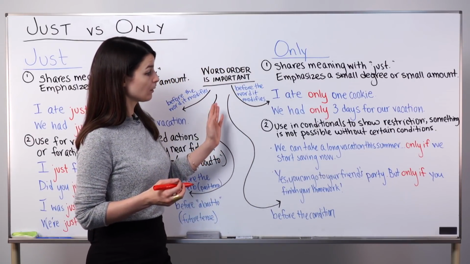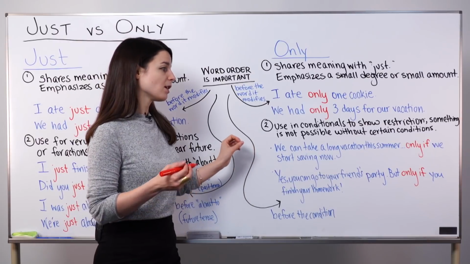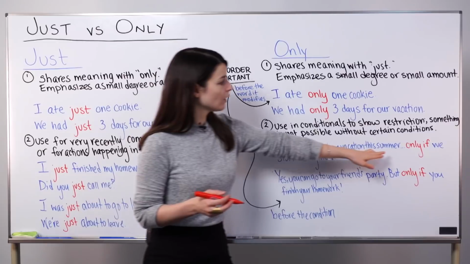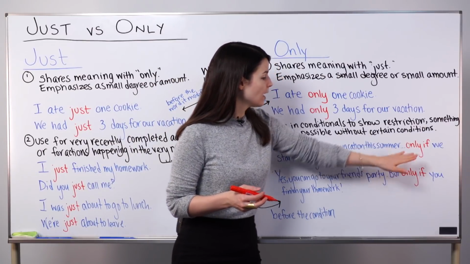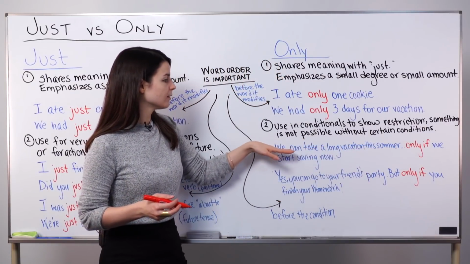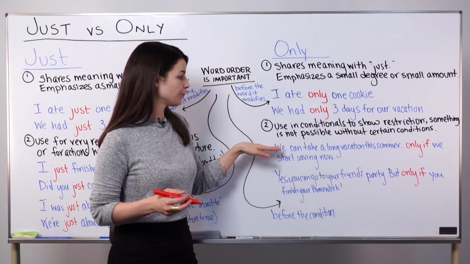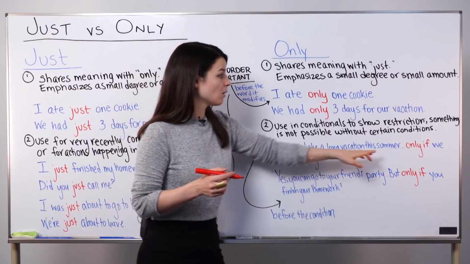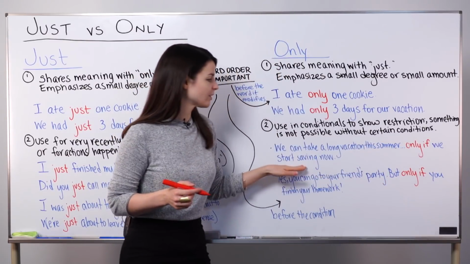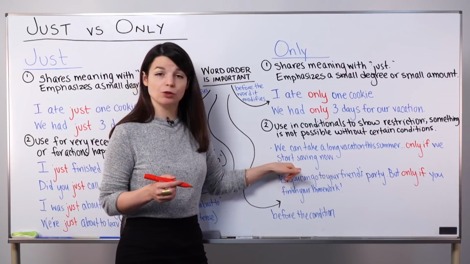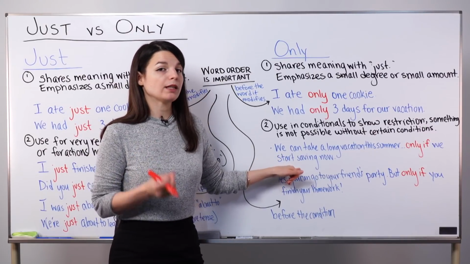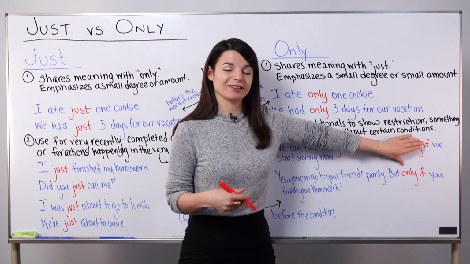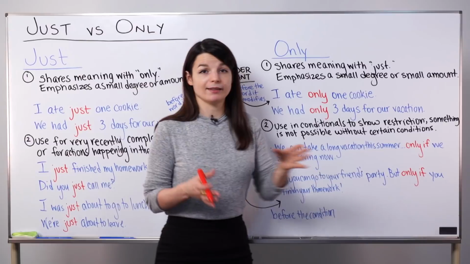For example, we can take a long vacation this summer only if we start saving now. So using only if shows that this situation, taking a long vacation this summer, is possible, yes, but there's a condition, there's a restriction. So only if we start saving now means if we do not start saving now, we cannot go on vacation. So we could say, yes, if we start saving now, sure, that would be okay. But this is emphasizing the restriction.